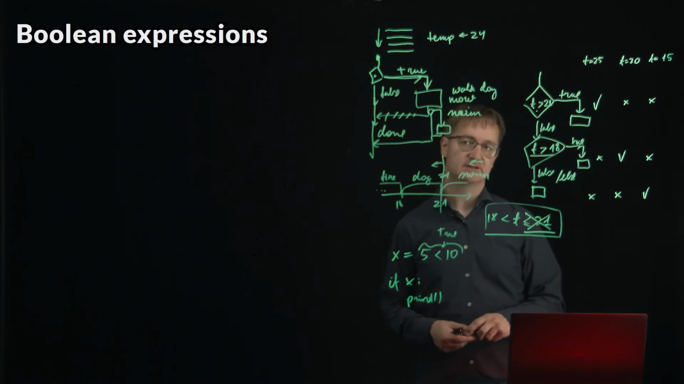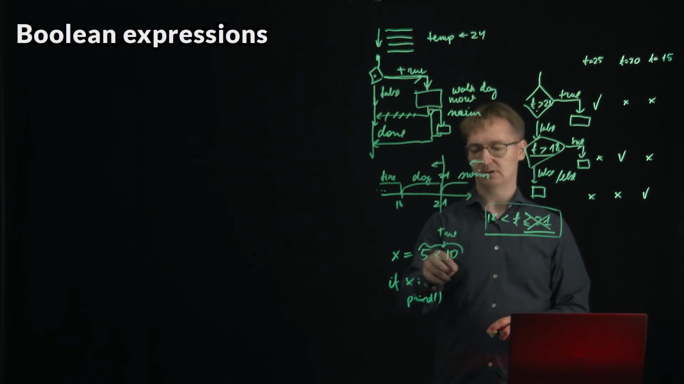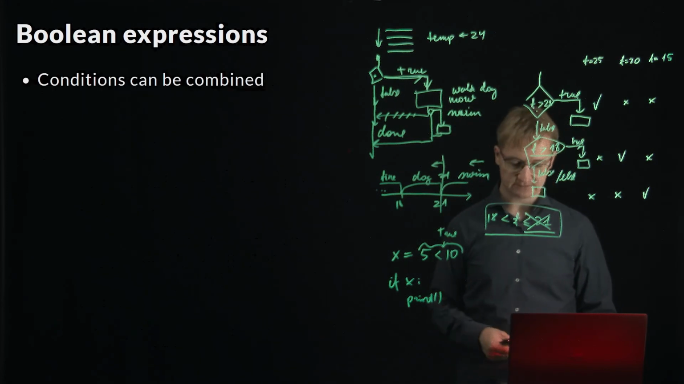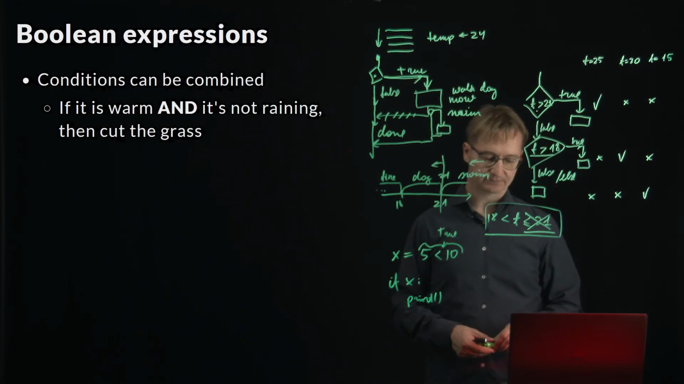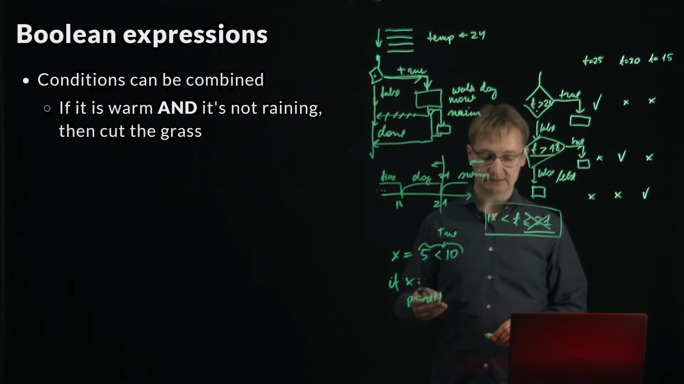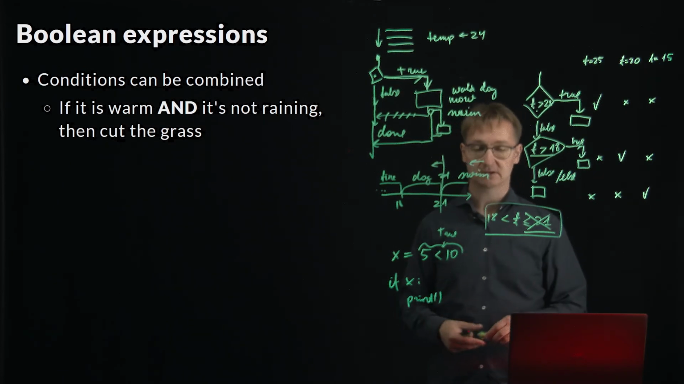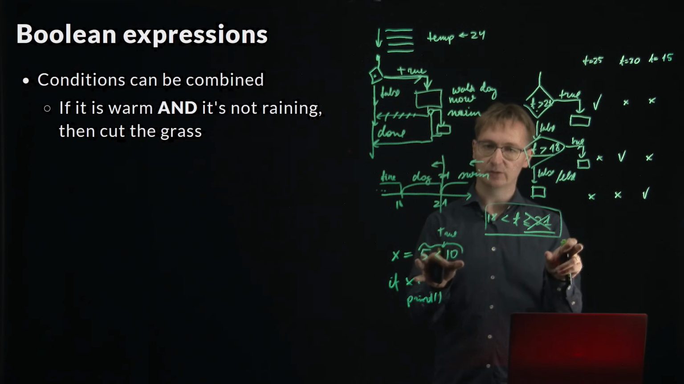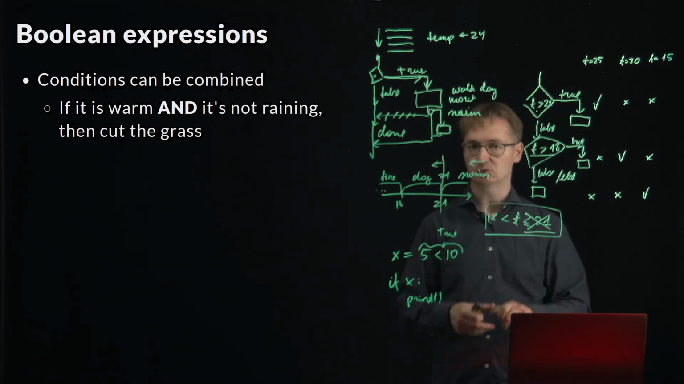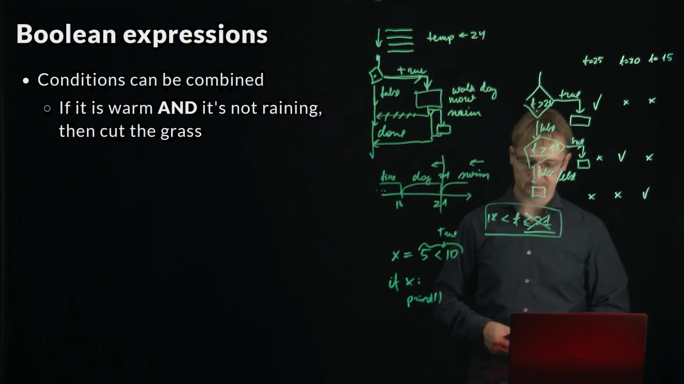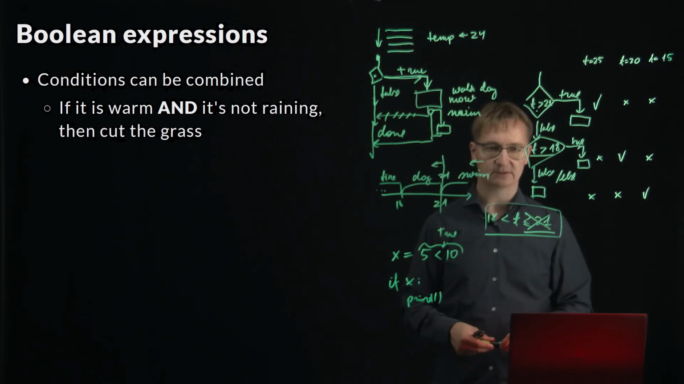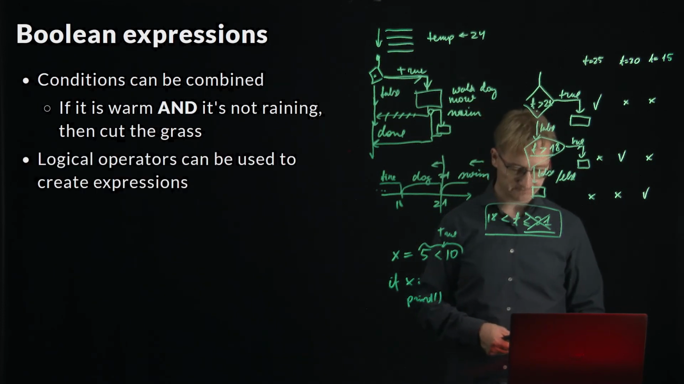Boolean expressions. In addition to just checking one condition, we can combine different conditions. For example, if it's warm and it's not raining, then we go to the grass. As you can see, the and here indicates that we have one Boolean and another Boolean value, and if they both are true, then the condition is true, and depending on the if statement, we can execute some code.